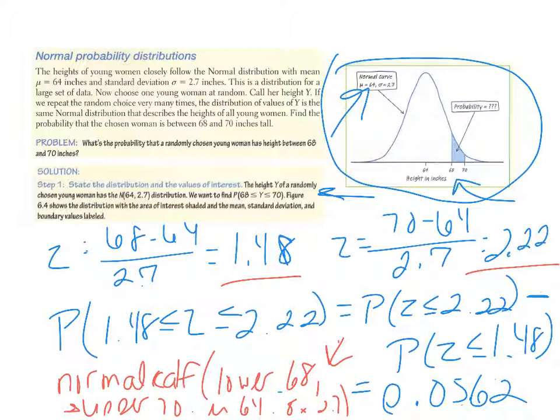And then now that you've shown all your work and done your calculations, you need to actually answer the question. There's about a 5.6% chance that a randomly chosen young woman has a height between 68 and 70 inches. Okay, so putting it all in context and explaining what this 0.0562 means. That there's about a 5.6% chance that a randomly chosen young woman will have a height between those two values, between 68 and 70 inches. So we'll practice more with this in class and get this all down.